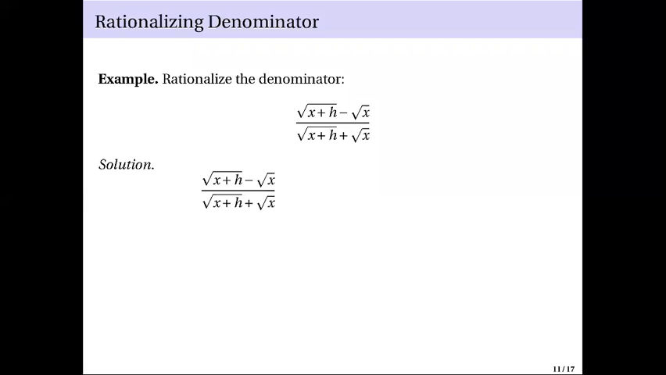Next problem, rationalize the denominator. So we have here square root of x plus h minus the square root of x over square root of x plus h plus square root of x. So let me just give a remark in this.